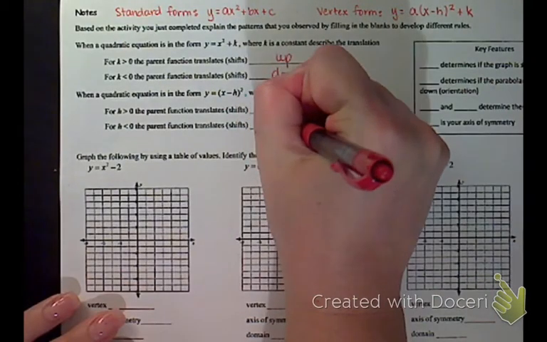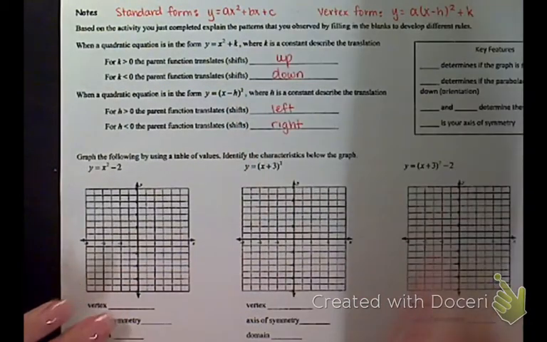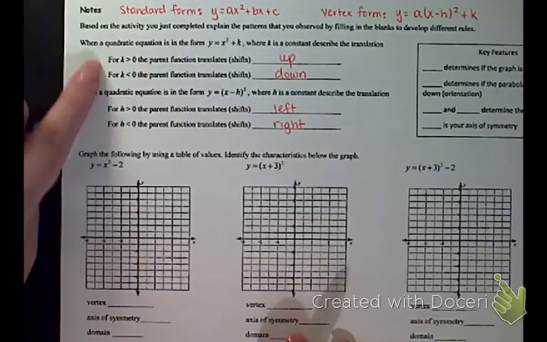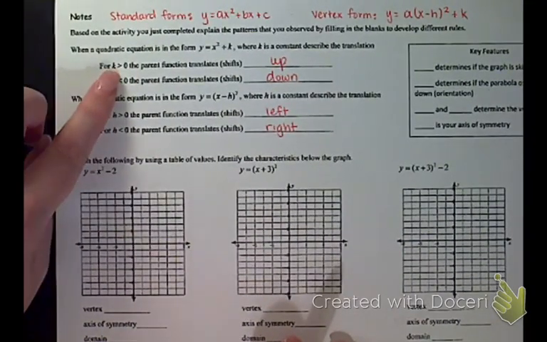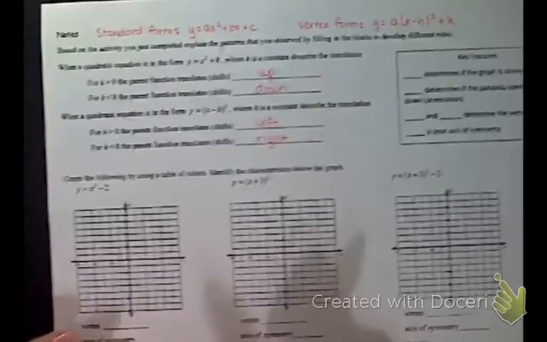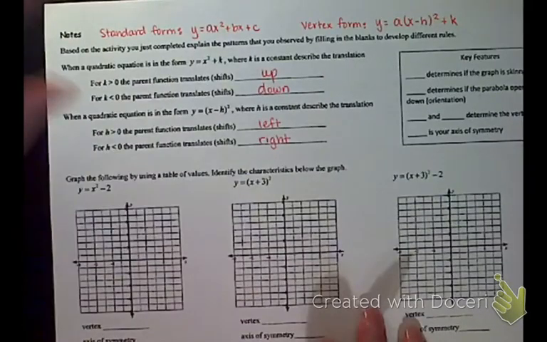They shift to the right. So you'll notice that for k, the shift correlates to what happens. If it's greater, it goes up. If it's less, it goes down, right? It stays the same, whatever direction it's telling you to go.